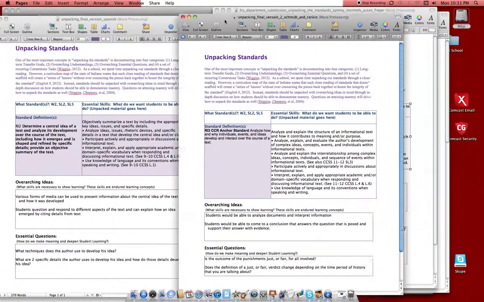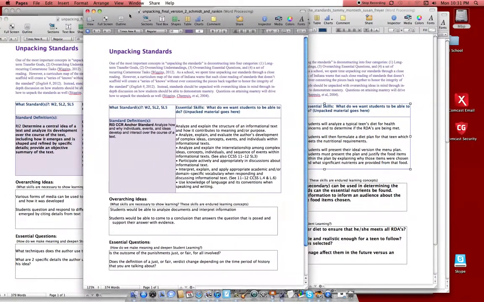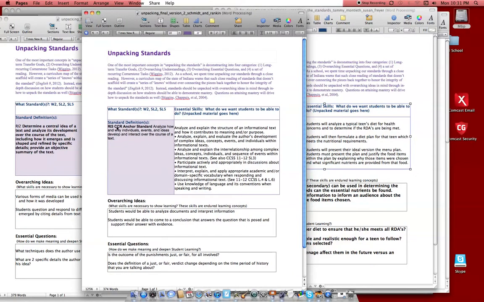We have a couple other examples here. One working on RI 3, analyze how individuals, events, and ideas develop and interact over the course of a text. And the same thing, students would be able to analyze documents and interpret information. These aren't overarching ideas, but more like the essential skills. So the connection between the subject and the skill or the idea is a little disjointed there.